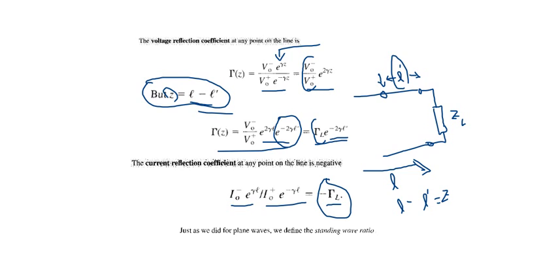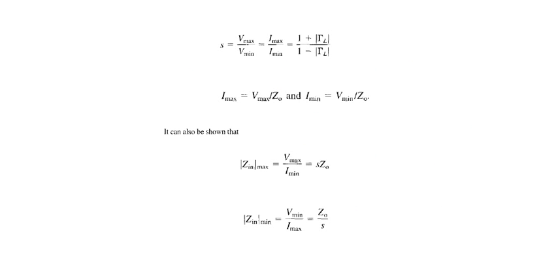Now further, if we take the ratio of either maximum voltage to minimum voltage or maximum current to minimum current, then this standing wave ratio in general is defined by 1 plus the magnitude of reflection coefficient gamma upon 1 minus the magnitude of reflection coefficient gamma.